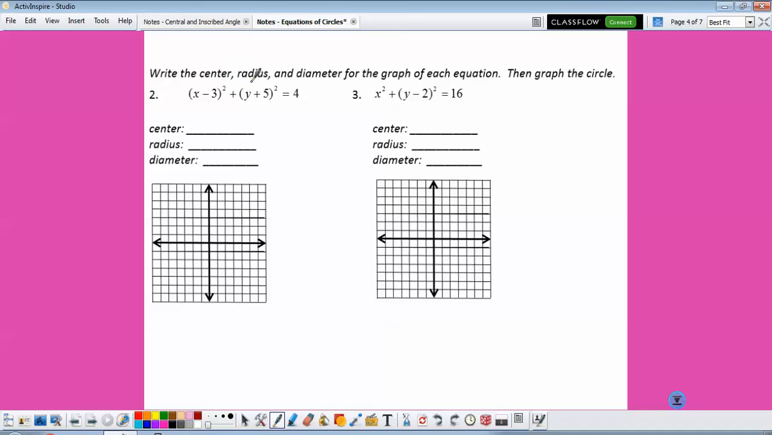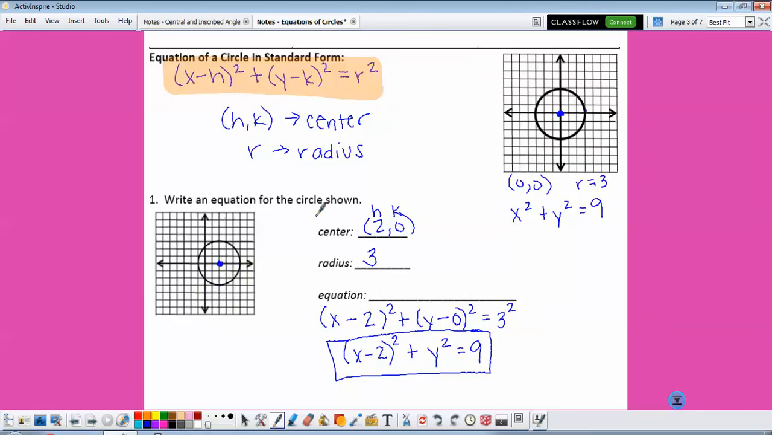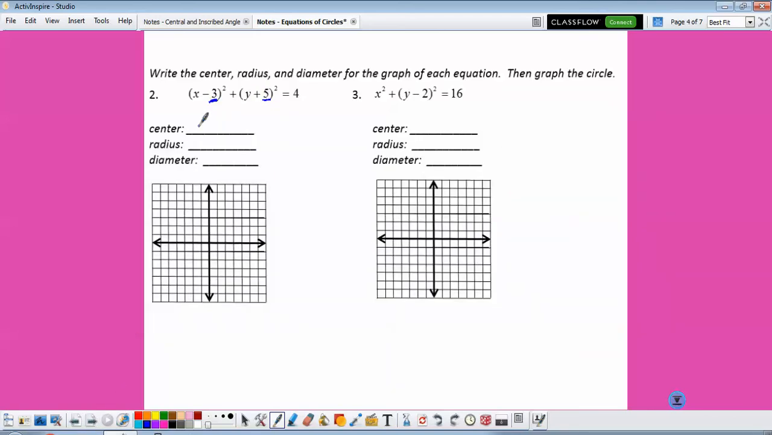So what if we're given the equation and we want to find the center, radius, and diameter? The center is going to use these numbers here. If you notice, our center was at positive 2, 0, but we had a minus 2 in our equation, and that's because we had a minus up here. So the center is going to be the opposite of what it looks like. So if we have minus 3 and plus 5, our center is at (3, negative 5).